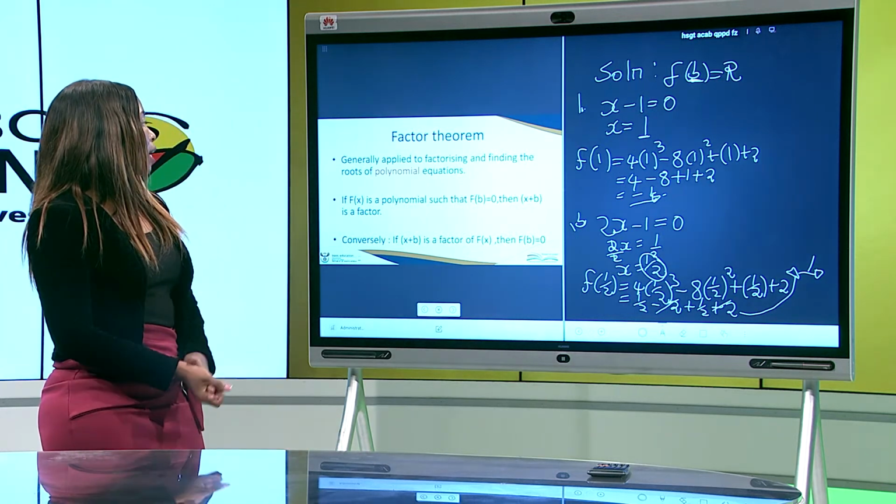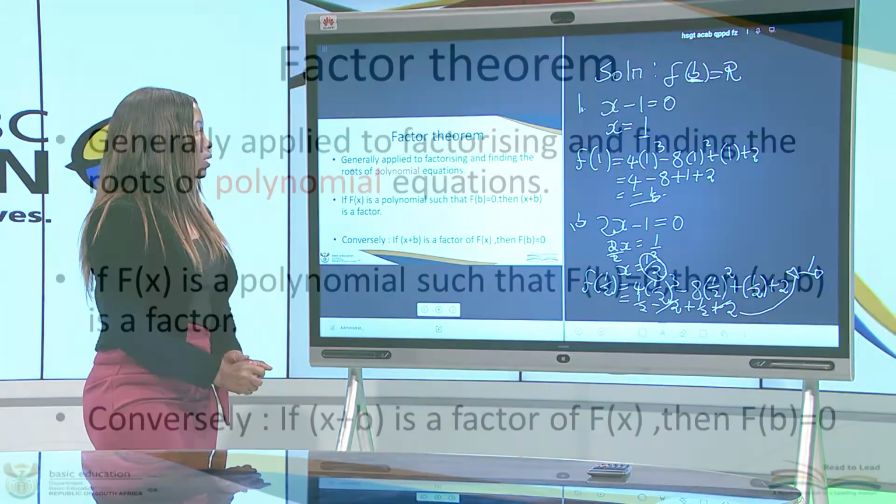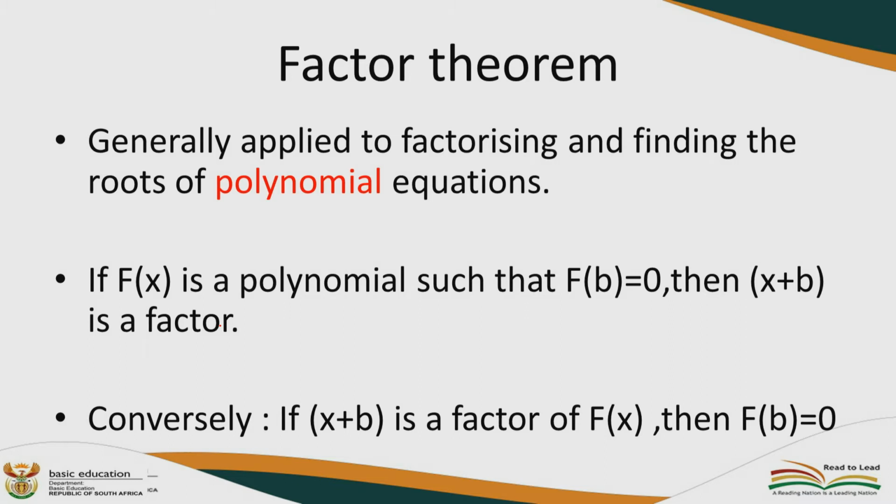Now let's move to this other theorem, which is what is called the factor theorem. You cannot say this one is the same as the remainder theorem, remember. With this factor theorem, it can be generally applied to factorizing and finding the roots of polynomial equations. So in simple terms, we are going to use this factor theorem to factorize and find the roots or the x-intercepts of our polynomial equations.